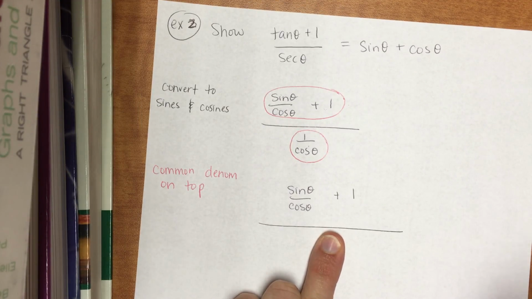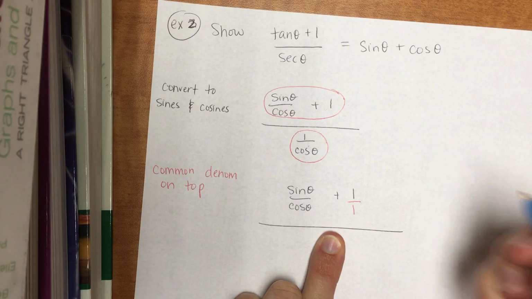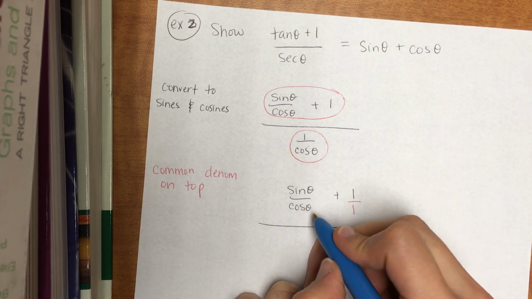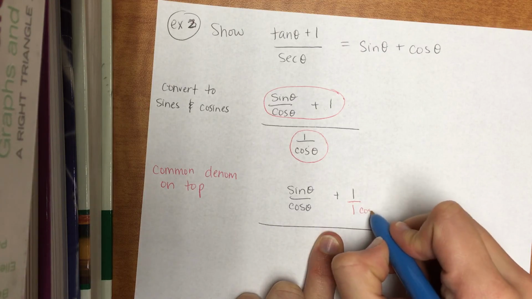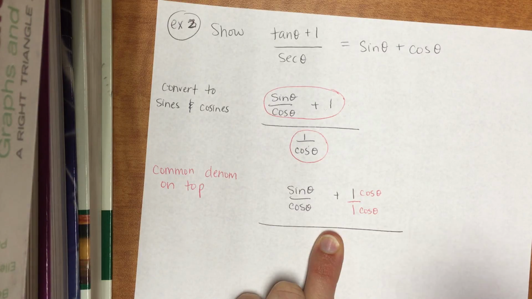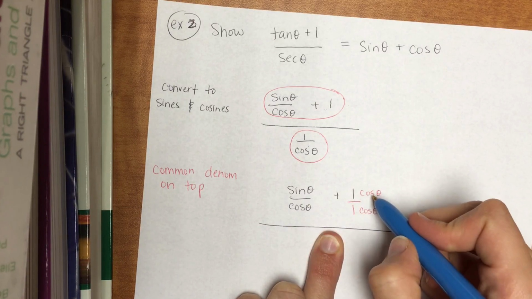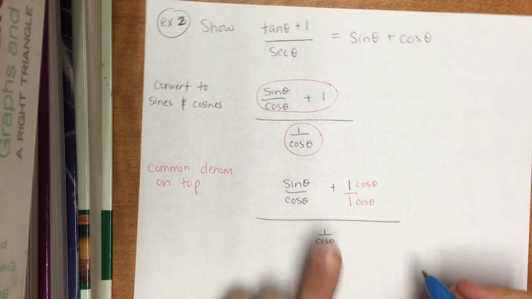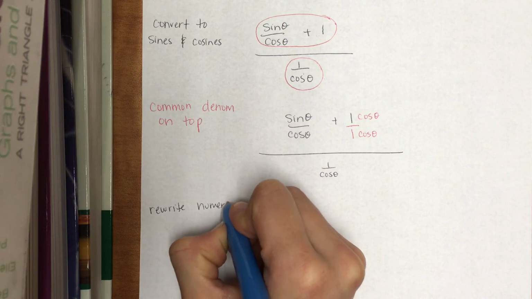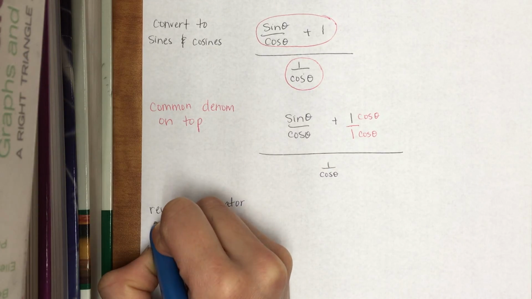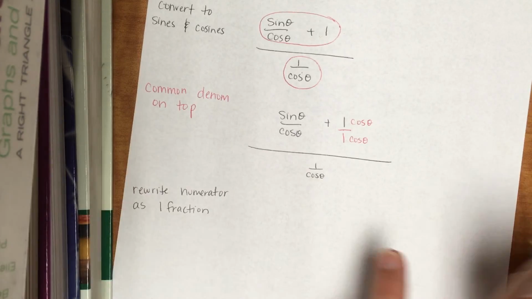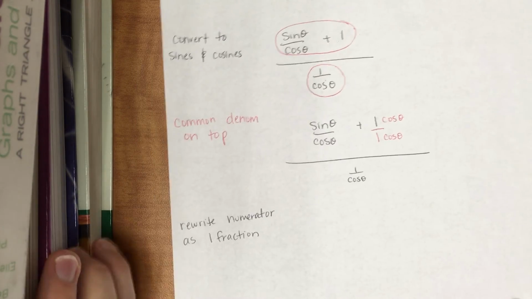Okay, so I can rewrite my 1 as 1 over 1. So now it's adding 2 fractions. They have to have the same denominator in order for you to add them together. So I need a cosine down here, and whatever you put in the bottom, you put in the top. So now this is sine theta over cosine theta plus cosine theta over cosine theta, or if I rewrite the top or the numerator, that's what I should say, as 1 fraction. Ignore this for now.